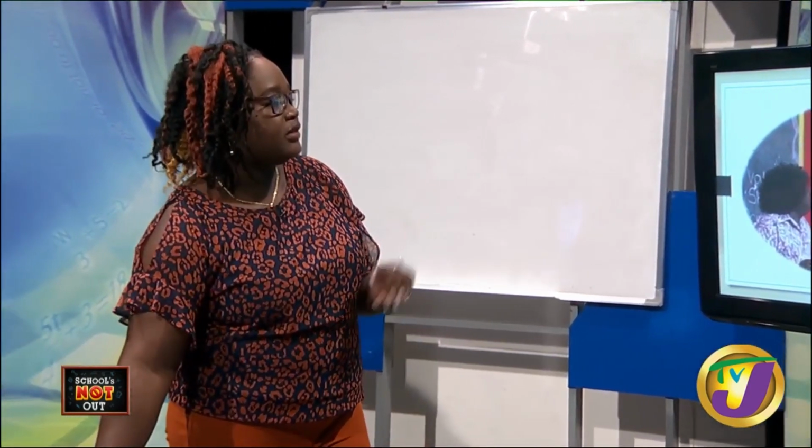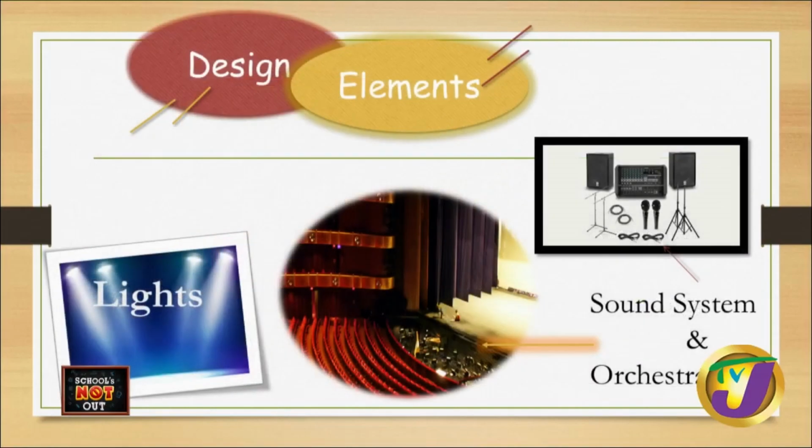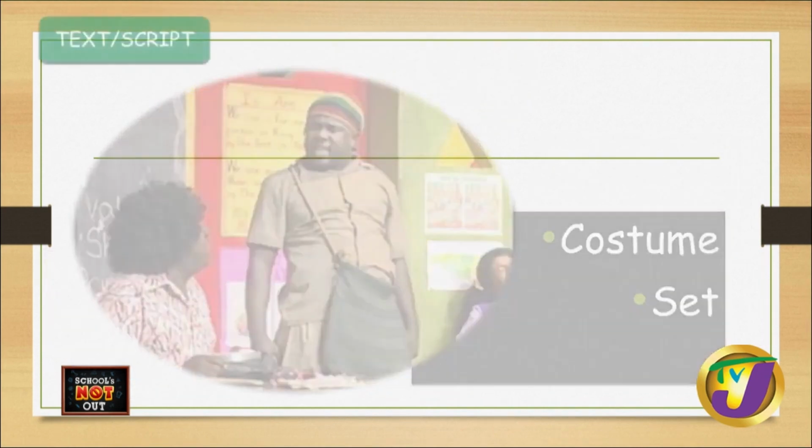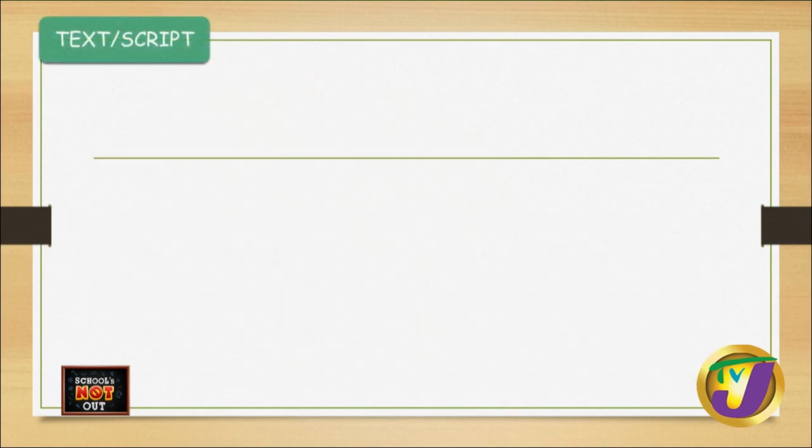All right? So we're going to move on now from design elements. And remember the design elements: we have light, sound, the seating, the stage. All right? And then we have costume and set. And we're going to be moving to the text. The script, yes, a play written down. So we're going to be looking at the text.